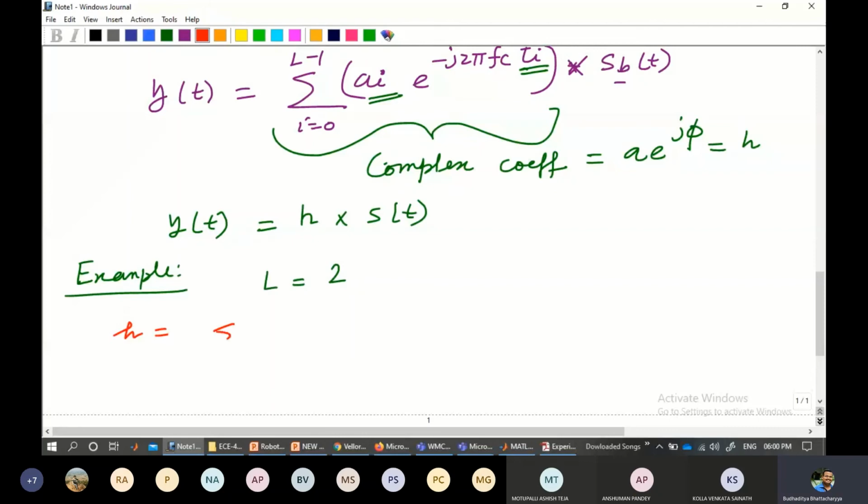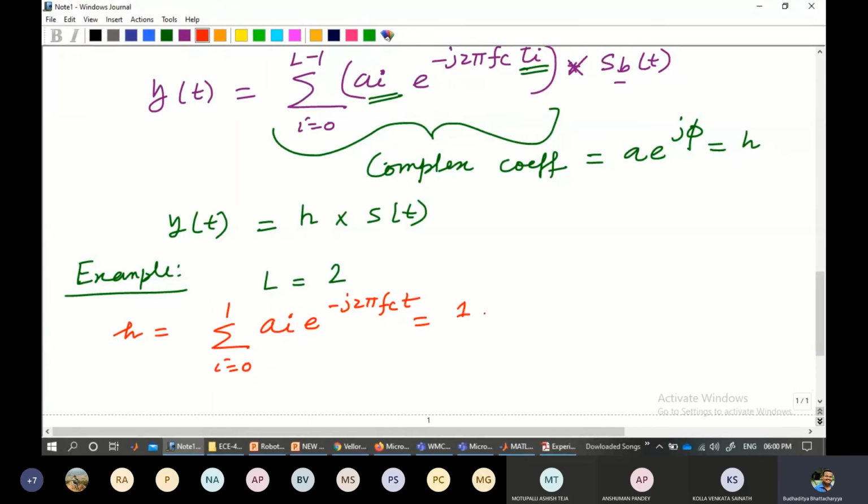h will be nothing but the sum from i equal to 0 to 1, because L minus 1, of a_i e to the power minus j 2 pi fc tau_i. I'm writing this one once again. If I take the summation out, the amplitude is 1.